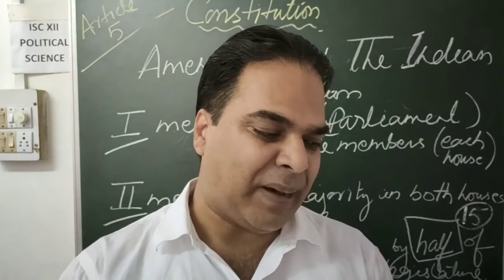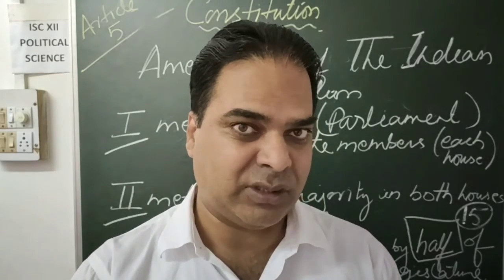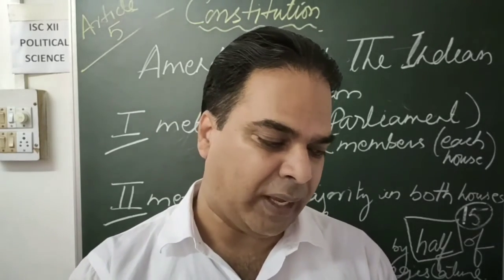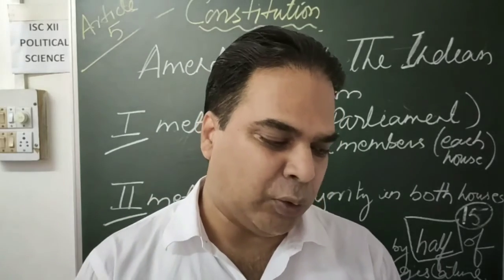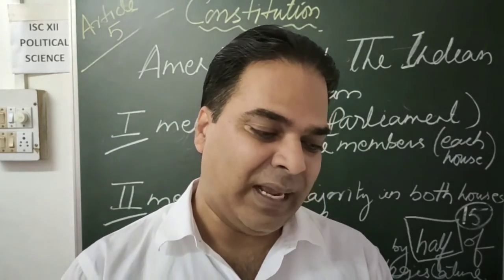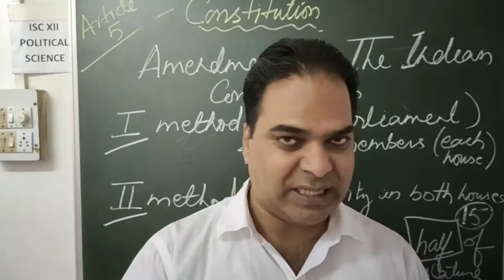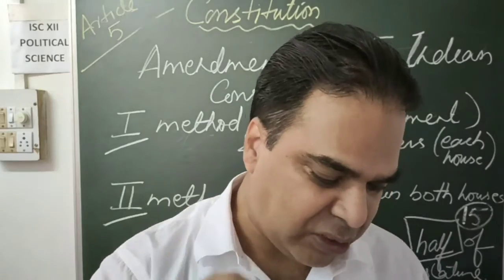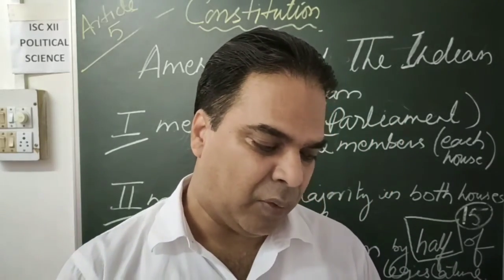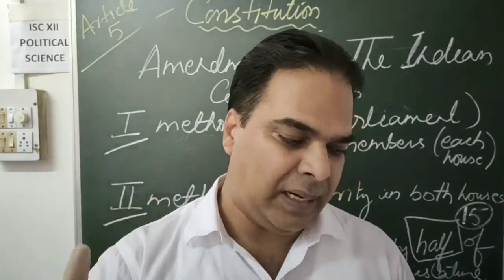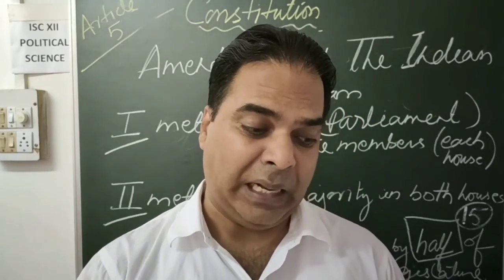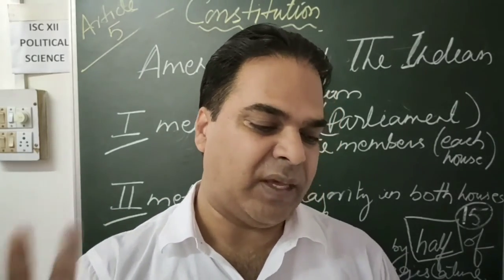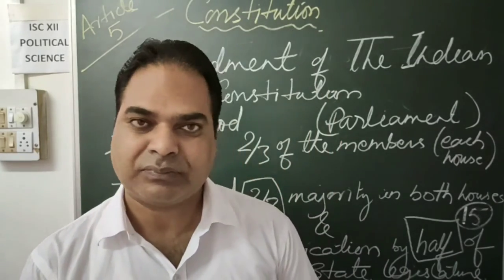When the bill is passed in each house by a majority of the total membership of that house, and not less than 2/3 of the members of that house present and voting, it shall be presented to the president. So once it is passed by both the houses, it will be sent to the president. And once the president gives his assent, the Constitution shall stand amended in accordance with the terms of the bill. So this is mentioned in the article.